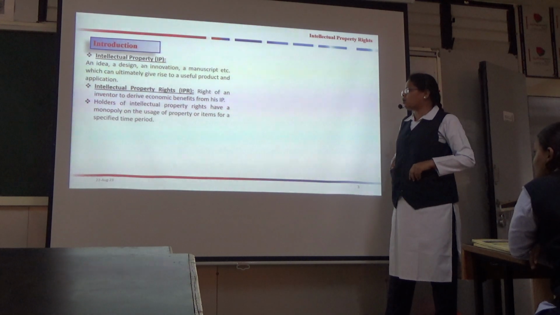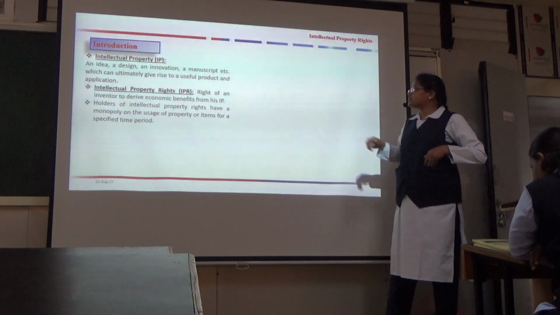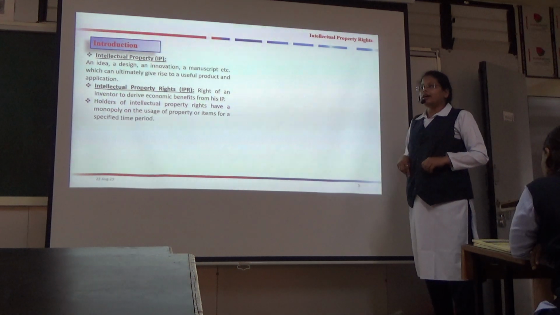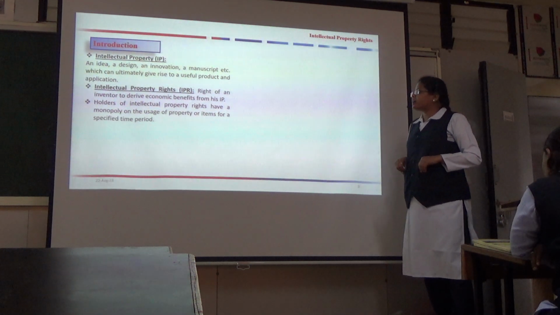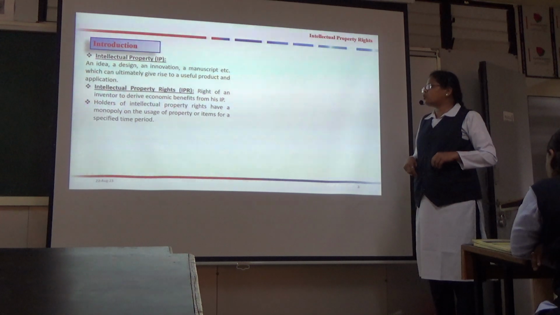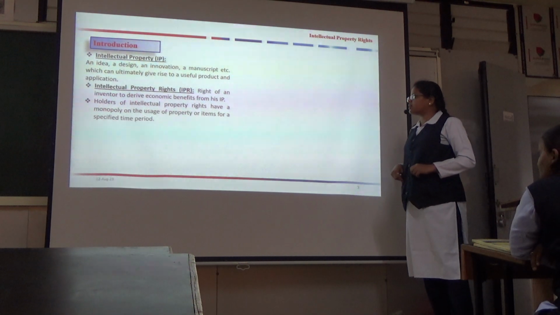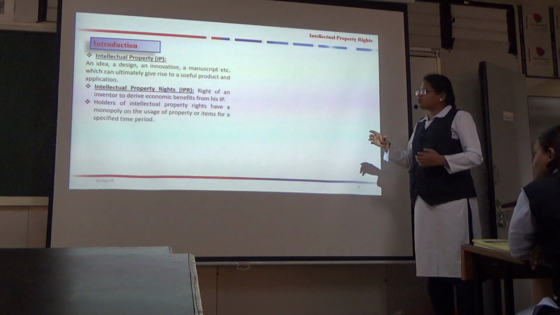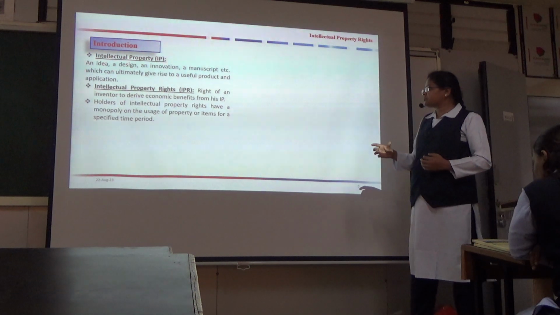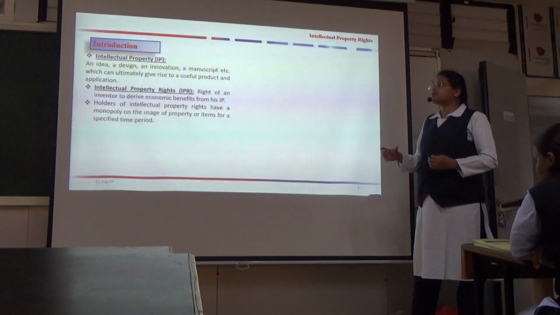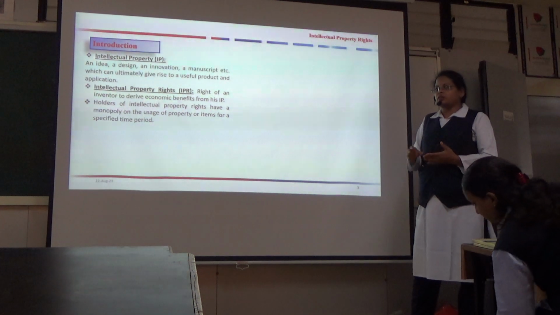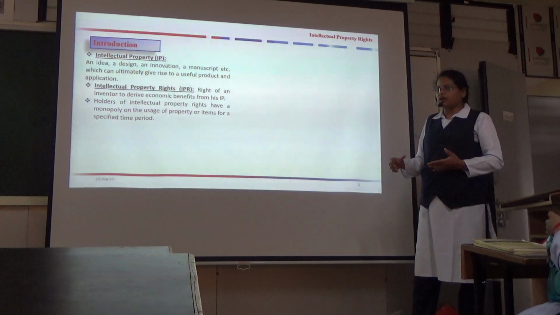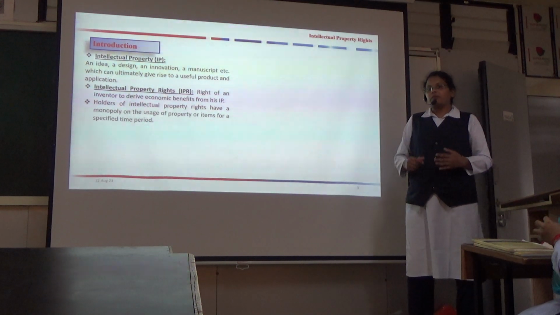It should be realized by all. So property right is the right of an inventor to derive economic benefit from his intellectual property, and the holder of intellectual property rights has a monopoly on the use of the property or items for a specified time period. Means whoever has done something new, it is his monopoly, his individual right to use that product or idea for economic benefit.